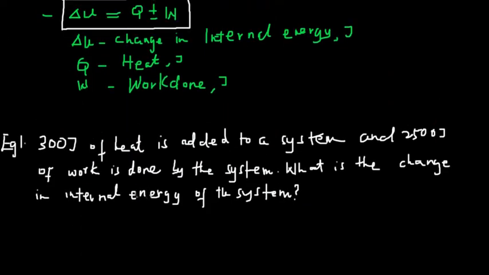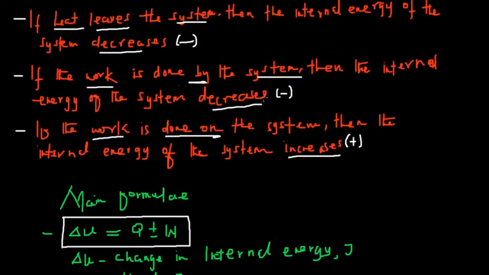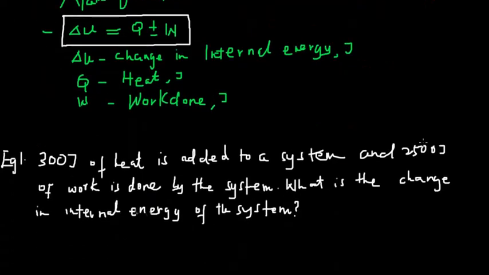Now, 2500 joules of work is done by the system. The work is done by the system. That means the work is negative. If the work is done by the system, the internal energy of the system decreases. That's negative. Okay, right. So let's proceed.